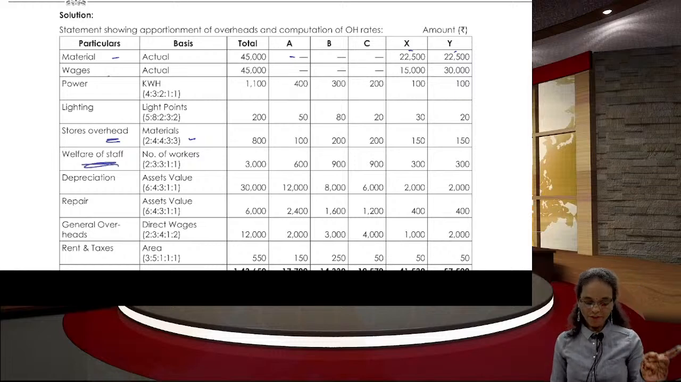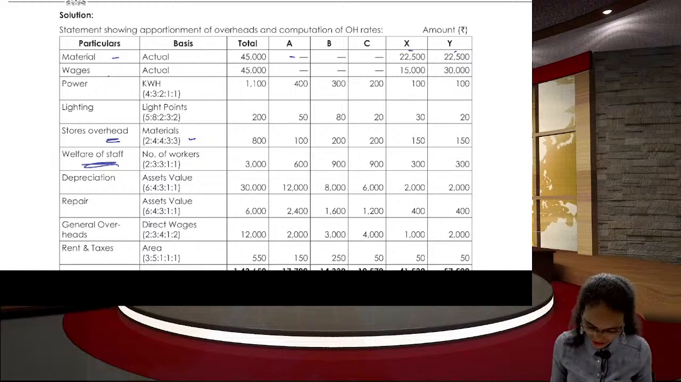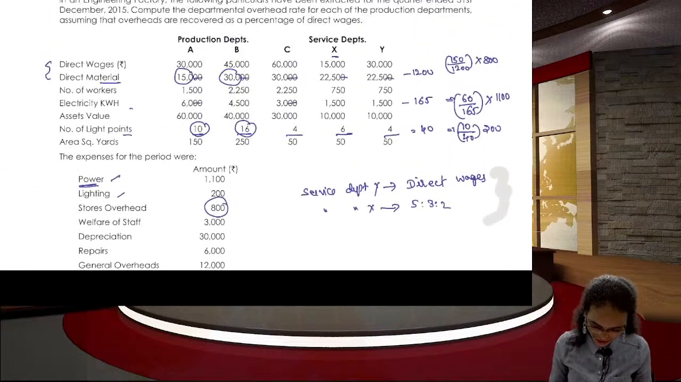Welfare of the staff. Welfare of the staff is on the basis of the number of workers. Number of workers, where is it given? See, number of workers here.